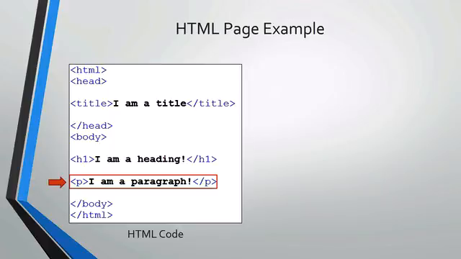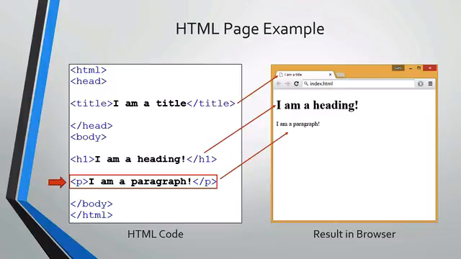So what happens when we actually run this in the browser, guys, is that the browser is going to interpret that. So if we run that in the browser, you can see we get a big heading, we get a paragraph, and we get a title at the top of the page. So that's how HTML is going to work. You're going to write this code to tell the browser what the particular bit of text is, and then the browser will interpret that and display it on the page.